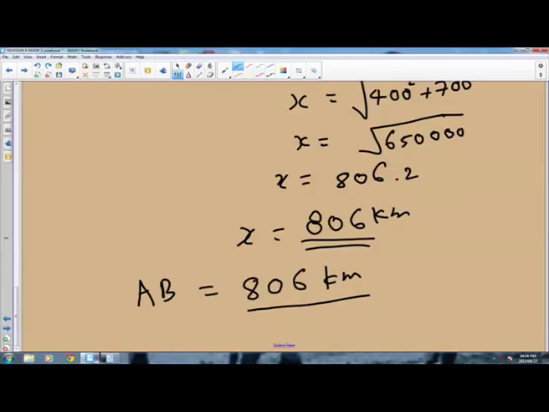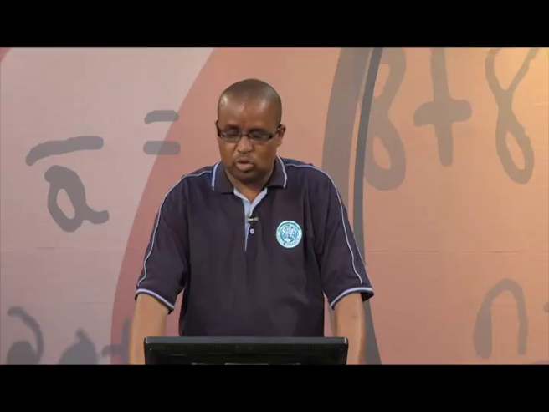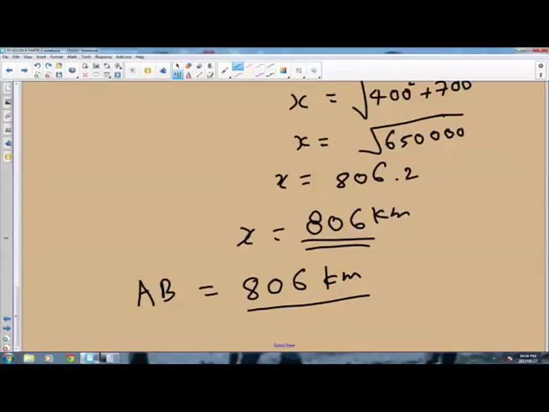All that you need to do to answer this question is to apply the Pythagoras rule. And remember, the Pythagoras rule says the longest side squared is equal to the sum of the two shorter sides squared. So that's how we find the length AB, by applying the Pythagoras rule.